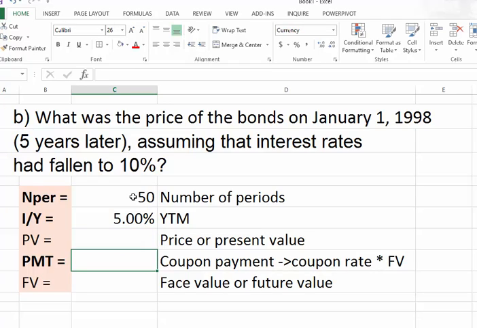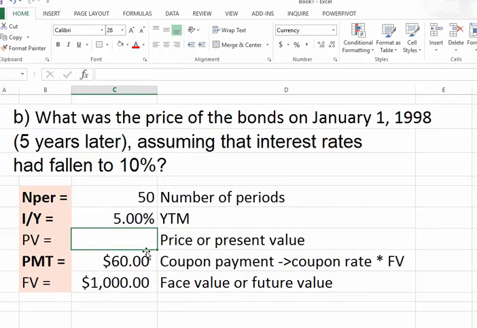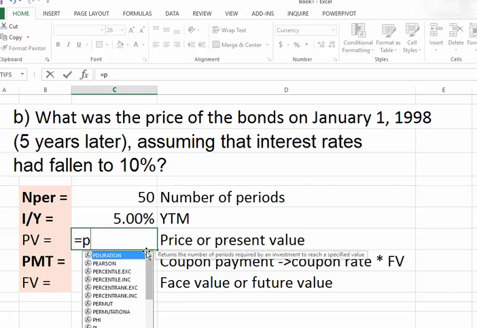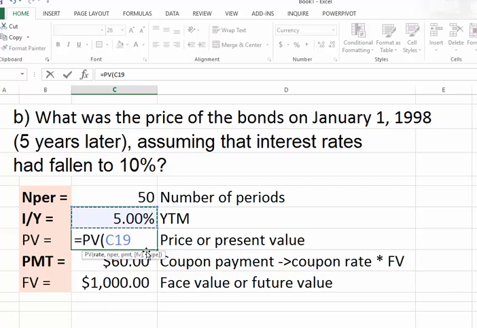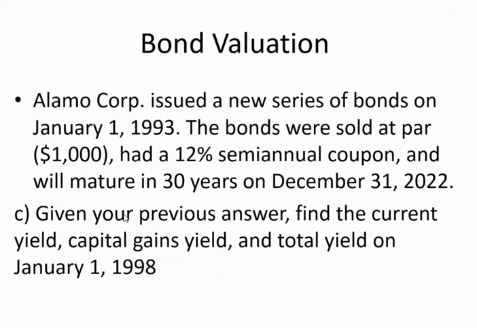So this has not changed. The coupon payment and the face value of the bond have not changed, but we solve for price, and what we find is that the price of this bond is 1182, meaning this bond is currently selling at a premium. The last part of this question asks, now that 5 years have gone by, what's the current yield, the capital gains yield, and the total yield 5 years after the bond was issued?